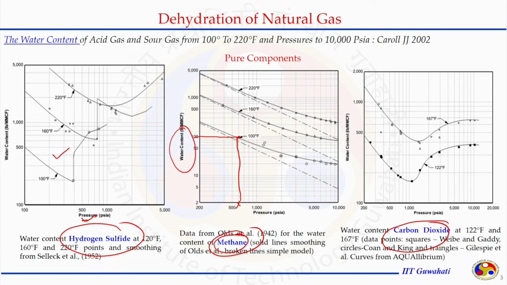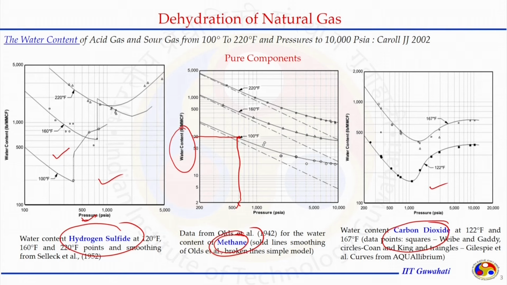This chart also shows that when we change the temperature and pressure, the water content in methane, as well as in the other non-hydrocarbon gases, also changes. That says, if we can change the operating temperature and pressure conditions, we can see how much water content can be accommodated by the natural gas or by its constituents.